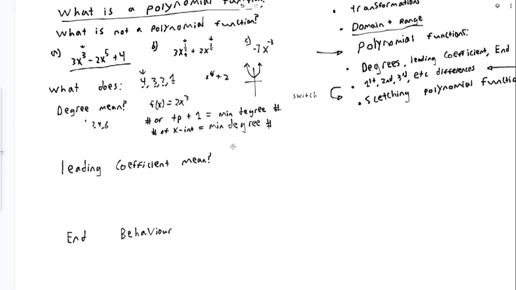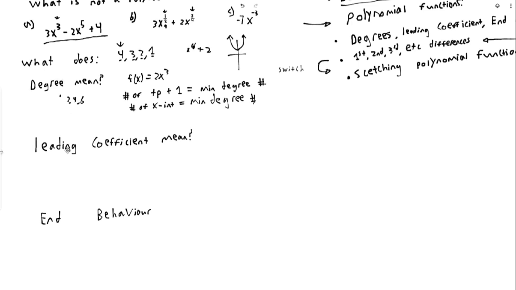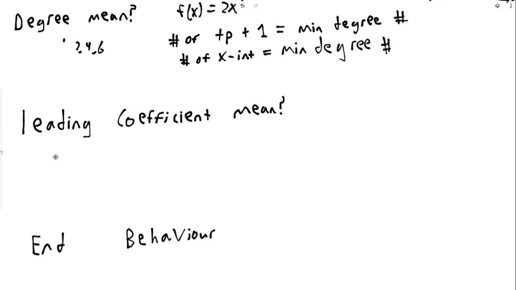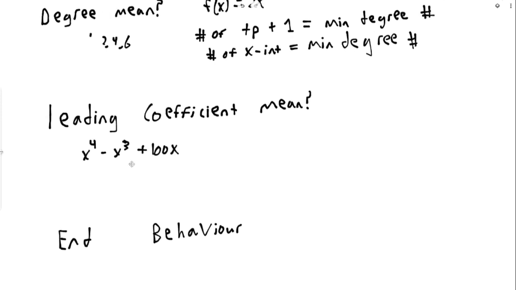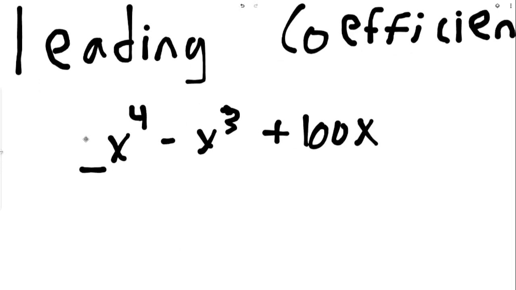Okay, so the next thing we're going to talk about is the leading coefficient. Let me just state what that is. The leading coefficient is the coefficient of the highest power. So if you have, let's say, x to the power 4 minus x to the power 3, and then let's say plus 100x, you're only talking about what's in front of the highest degree. So this number right here, which in this case would be 1. Actually, I'll change it so it's something a bit different. Let's do 3.